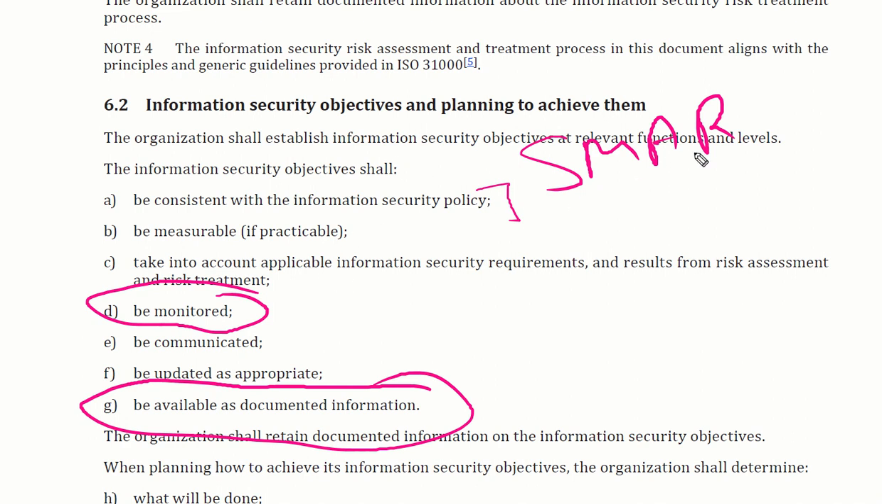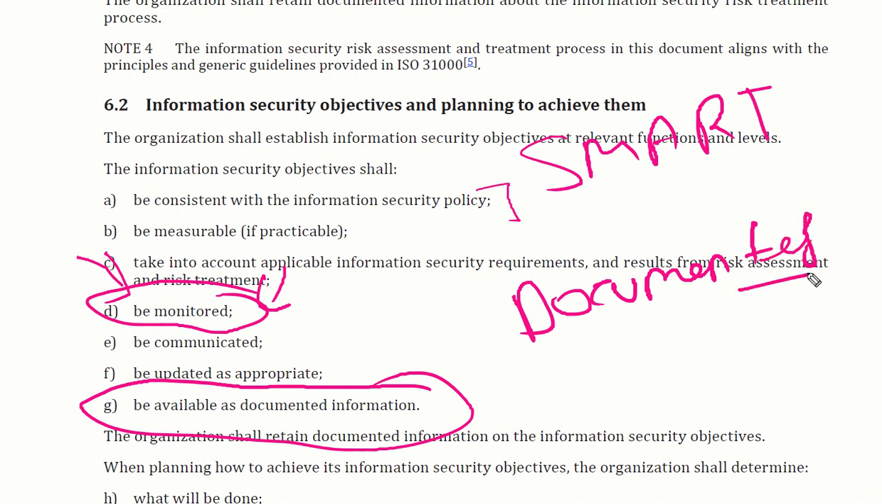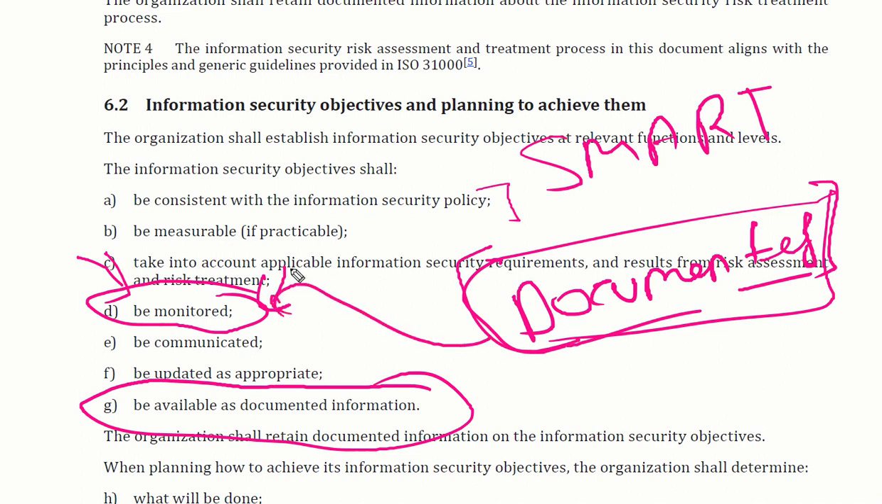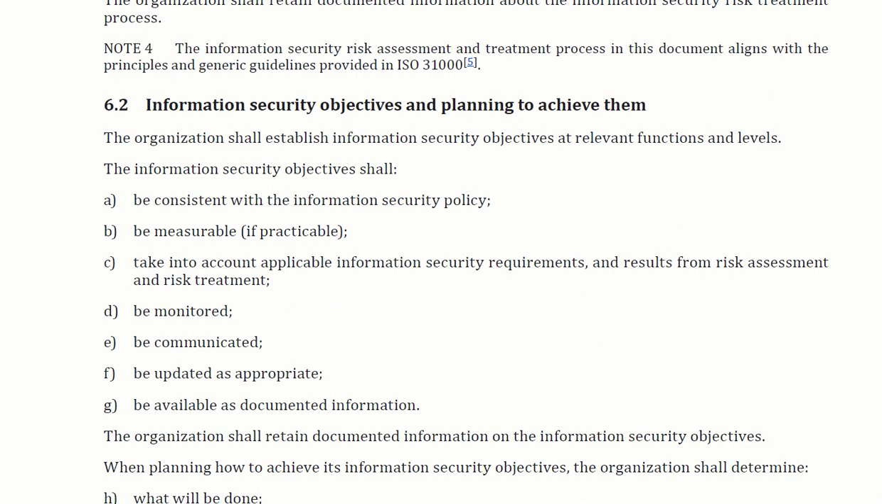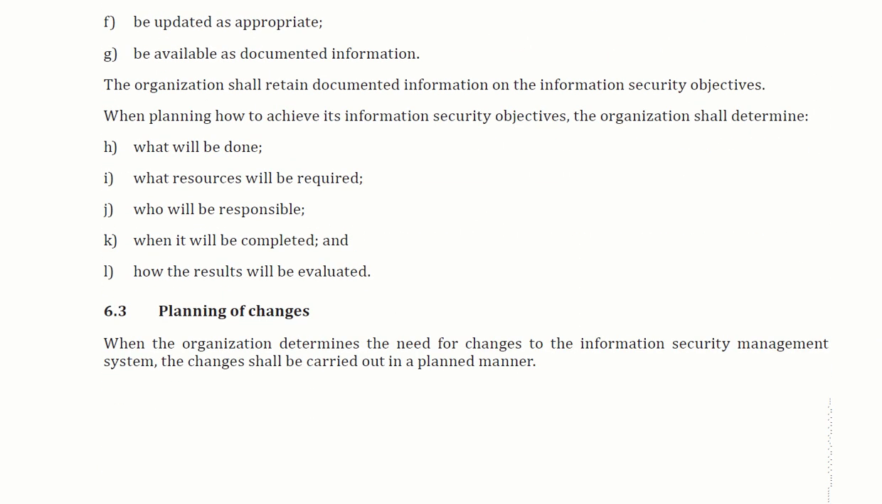Now they have included two more parameters. From now onwards, you need to monitor the information security objectives you have defined, and they should be available as documented information. Now, what is documented information? It should be available on paper or on spreadsheets and so on, and it should be monitored at regular intervals of time. So these are the requirements they have come up with in terms of information security objectives. One thing has also been added in clause number 8.